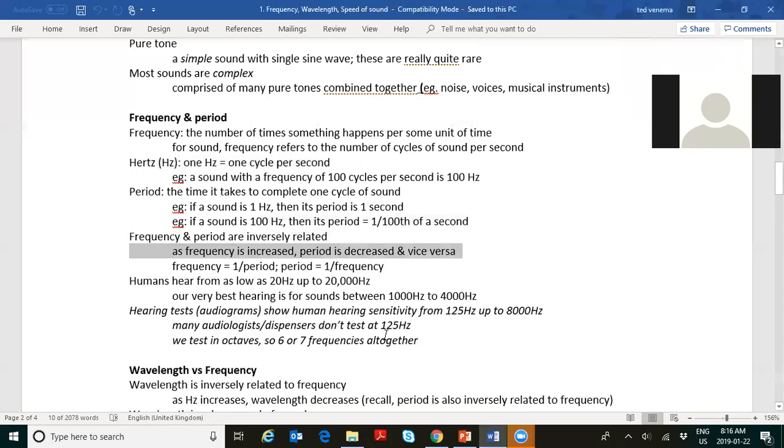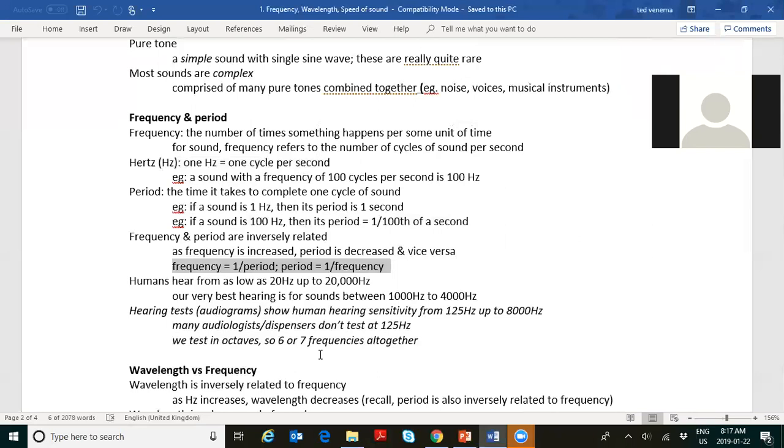and vice versa. So the formula to remember, and put a star by this. Frequency equals 1 divided by period, or period equals 1 divided by frequency. They are inversely related. This is the first formula you must memorize, okay? This is a formula that will be asked on quizzes. It will be asked on midterms. You will be asked to calculate what's the frequency. If the period is this, what's the frequency? And if the period is x, you'll do 1 divided by x, and you'll get the frequency.